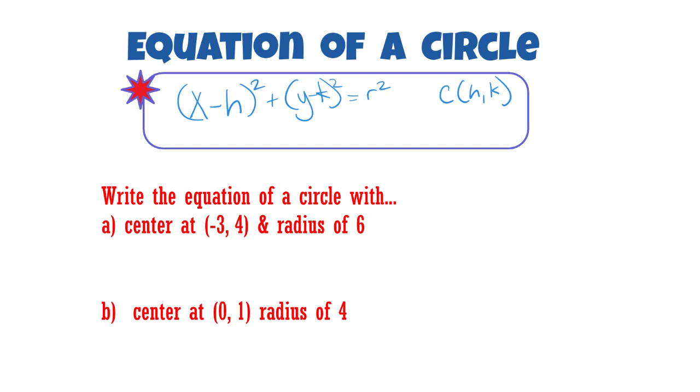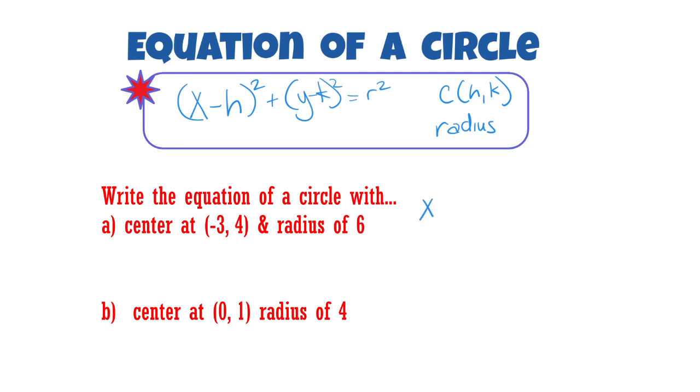And what do you suppose the r stands for? Yep, that is the radius. All right, so let's see if we can use that information to write an equation. So this says, write the equation of a circle with, and they tell me the center and radius. You're just popping them in there for the h, the k, and the r.